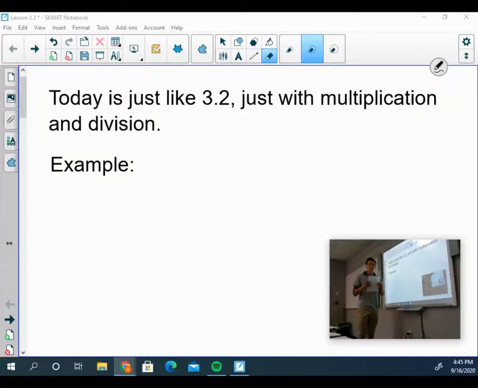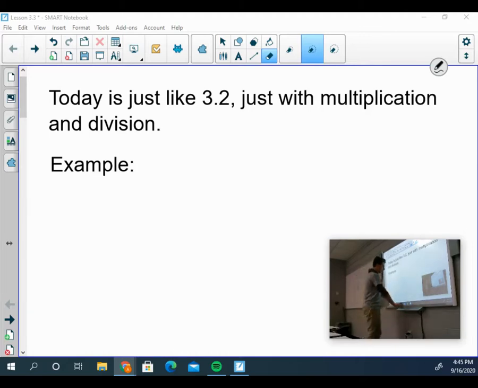Welcome back, guys. We are here for 3.3. Just like 3.2, we are going to be applying inequalities to algebraic situations. However, we're not just going to add and subtract like we did in 3.2 for inequalities. We're going to be multiplying and dividing.